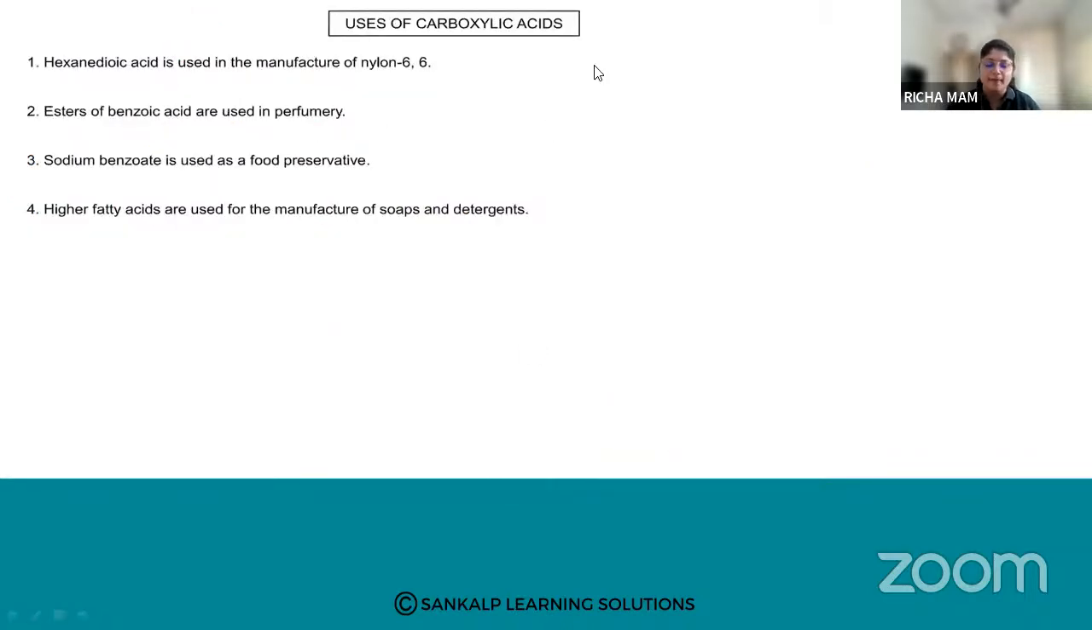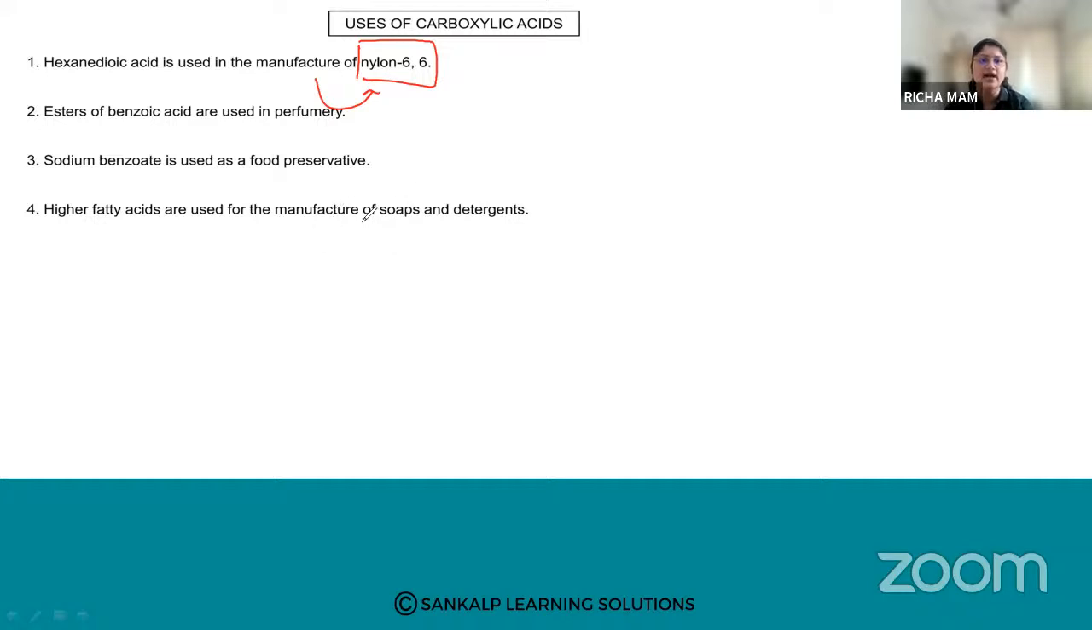Last part: what are the uses? We have seen the uses of aldehydes and ketones, so let us see the uses of carboxylic acid. Hexane dioic acid is used in the manufacture of nylon 66. Nylon 66 is a polymer, so to manufacture this polymer, we are going to use hexane dioic acid.